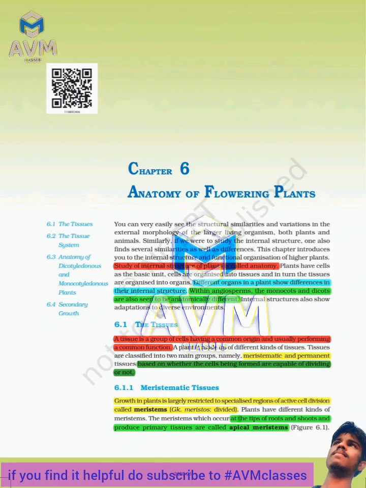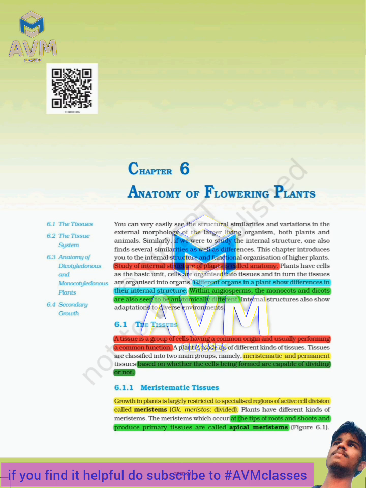Chapter number 6, Anatomy of Flowering Plants. You can very easily see the structural similarities and variations in the external morphology of the larger living organisms, both plants and animals. Similarly, if you were to study the internal structure, one also finds several similarities as well as differences. This chapter introduces you to the internal structure and functional organization of higher plants.